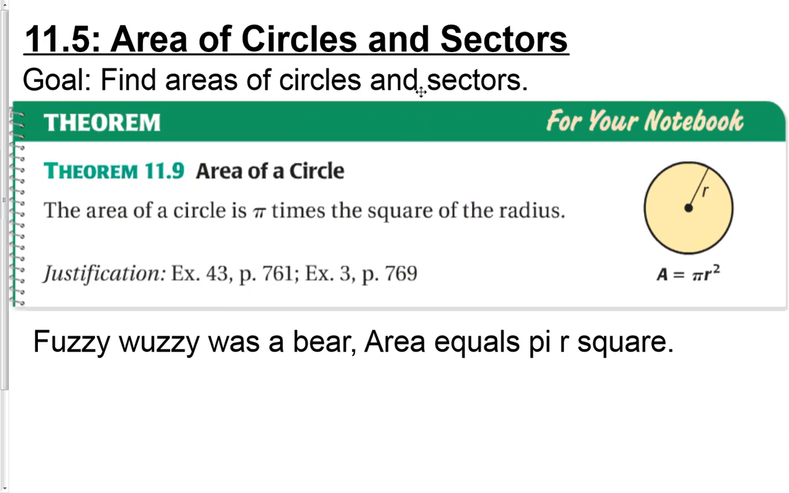Today we're doing a lesson on 11.5, area of circles and sectors. So the area of a circle is pi times the square of the radius, or in other words, area equals pi r squared. Well, Fuzzy Wuzzy was a bear, area equals pi r squared, or squared, right?